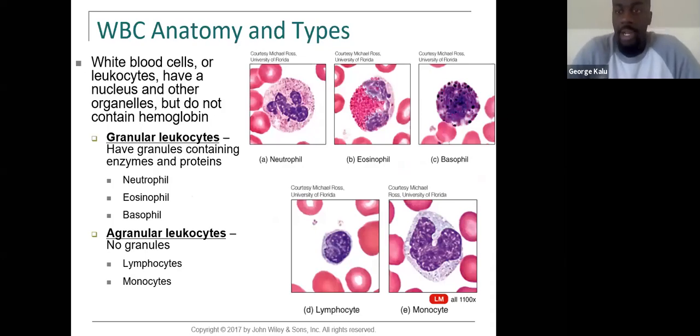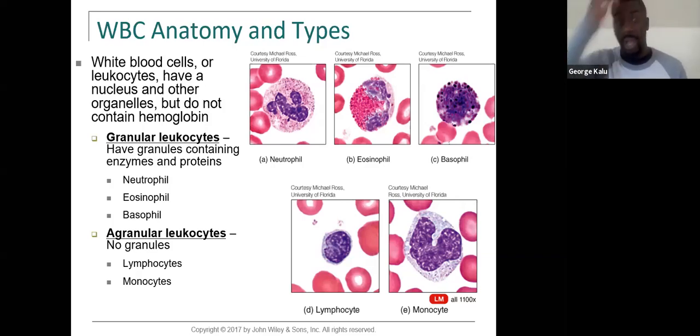So the next type of cell we're going to be covering here are white blood cells. White blood cells are also called leukocytes, and they're different from red blood cells in that they do have a nucleus and they do have other organelles. But they do not contain any hemoglobin. So for that reason, white blood cells do not have any role in transporting oxygen. Their only role is protecting the body from an immune perspective.